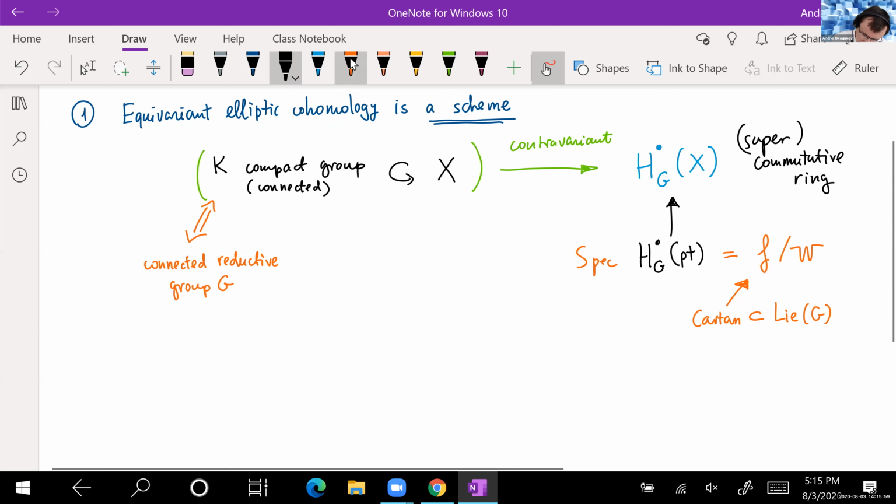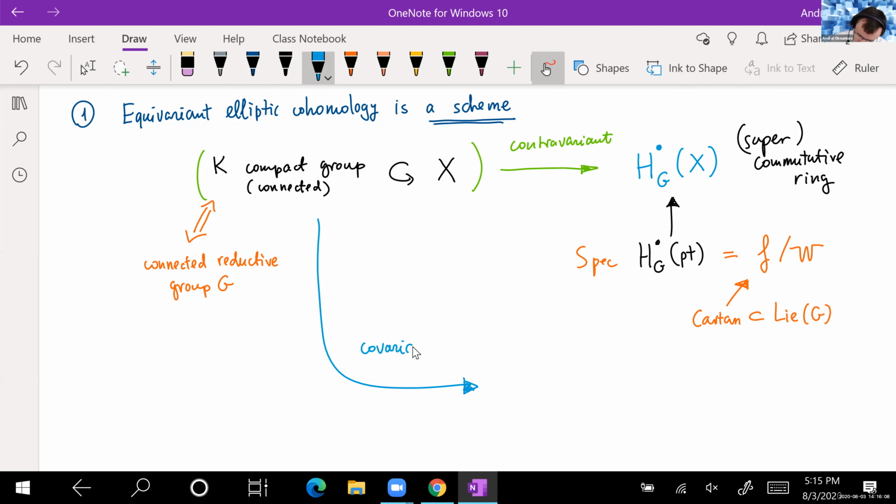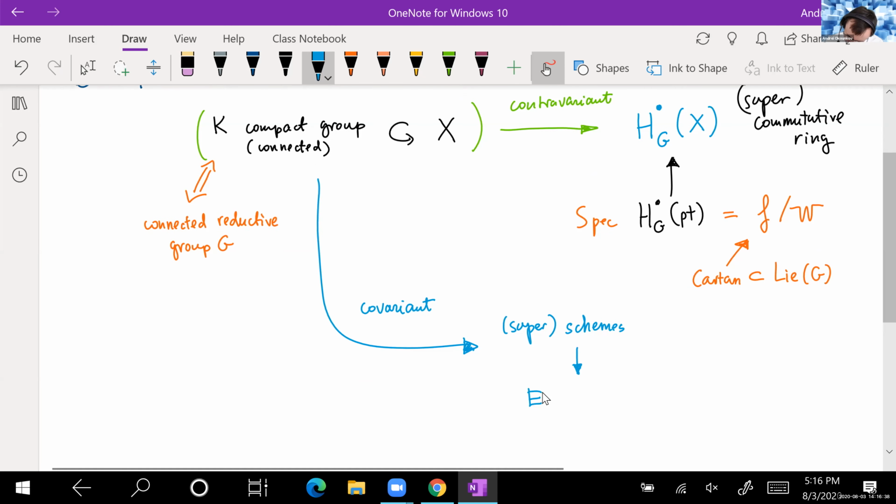So this would now be a covariant functor, again, strictly speaking, to super schemes, but we're not interested in super. We will be mainly in the cases where all the homology is even. This is a scheme with a map to, a finite length object that sits over the elliptic homology, and so this would be our point.